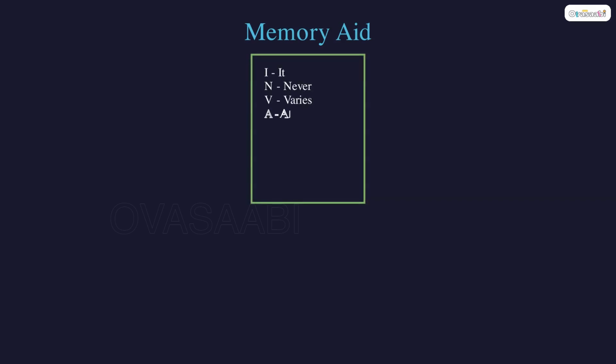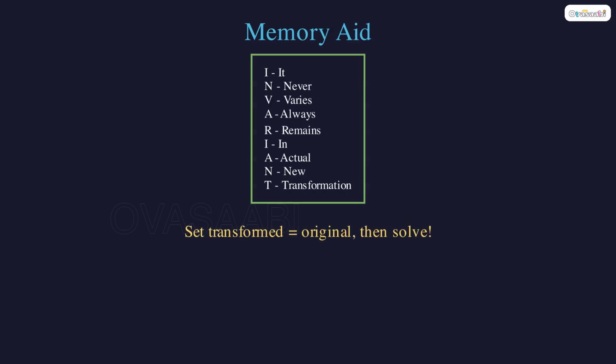Memory aid. Invariant. It never varies. The point always remains in the same position after any transformation. Set the transformed point equal to the original point, then solve.